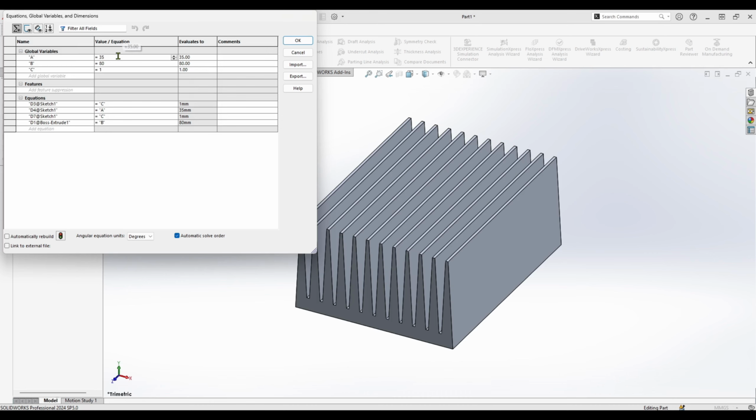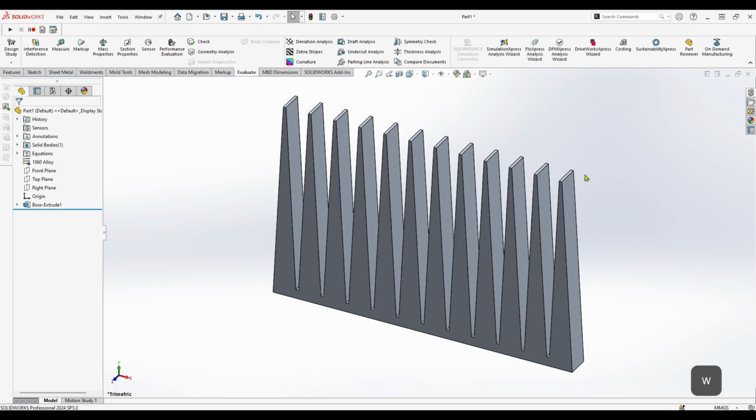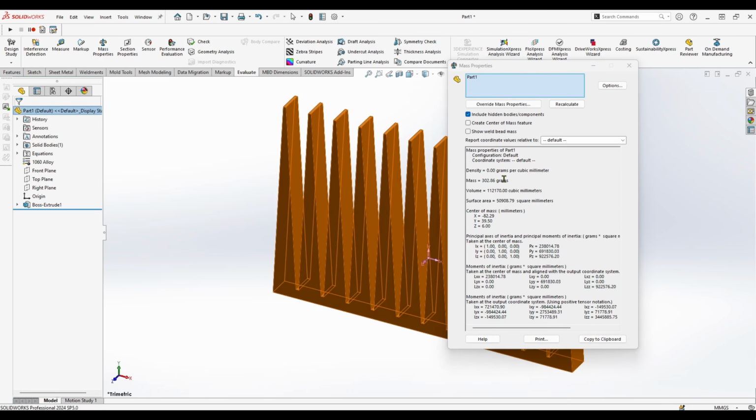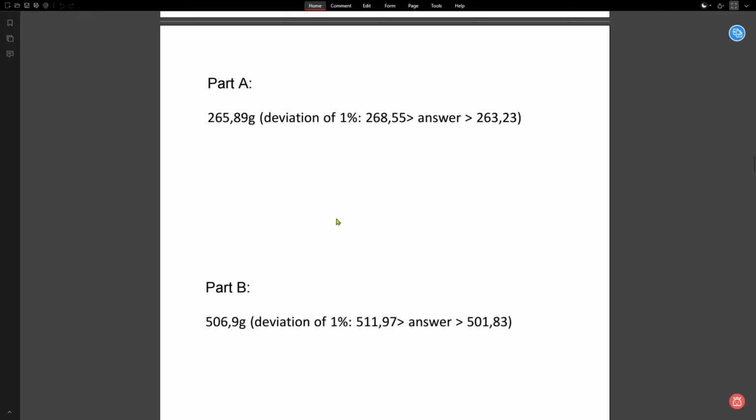So for part B, we have A equal to 108, B equal to 12, and C equal to 1.5. Then hit OK. Our model updates, and we end up with this weird looking shape. Reminds me of Toblerone. Let's head back to our mass properties. 302.86 grams. Let's check our answer.